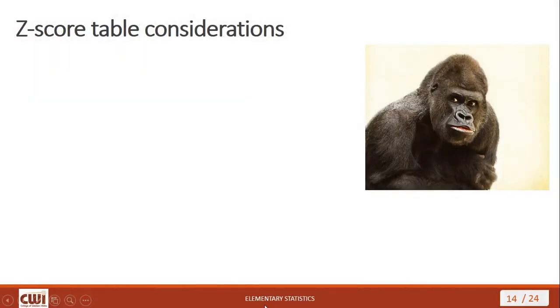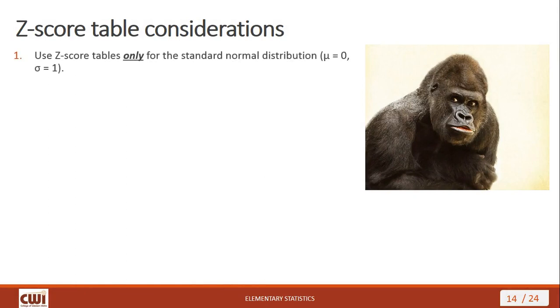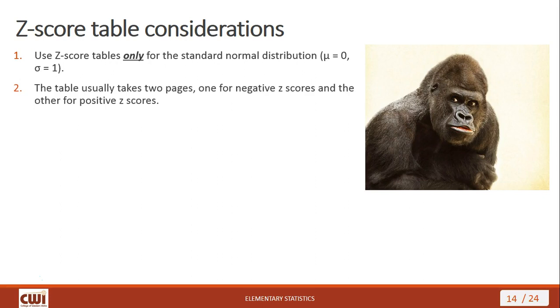There's some considerations we need to make when using z-score tables. The first is that the z-score tables are to be used only for the standard normal distribution. So if you have a normal distribution that's not standard, do not use the z-score tables until you've standardized that normal distribution. As I mentioned before, the table usually takes up 2 pages. One half is for negative z-scores and the other for positive z-scores.